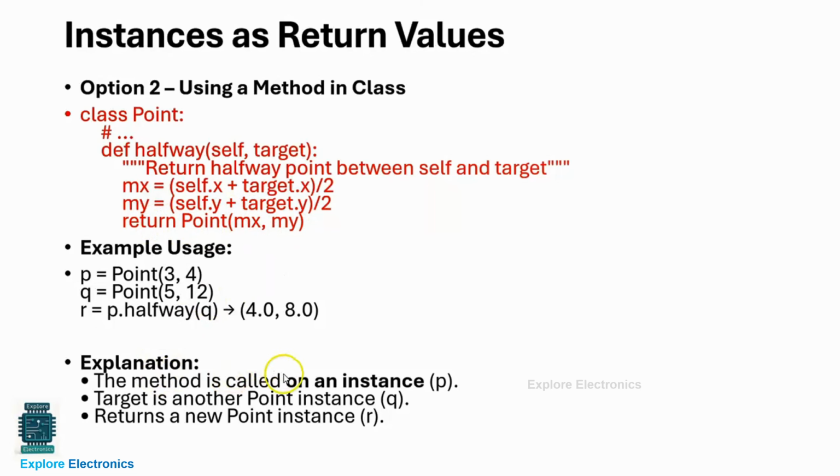Here the method is called on an instance, that is p. The target is another point instance, that is q. The return value r is the new point instance. Clear with option 2?